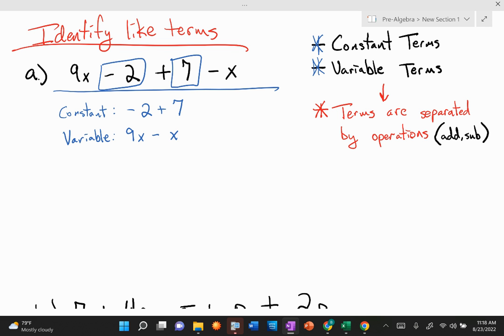So now after we separate, we've sorted our terms into constants and variables. Now we need to do something, 3 words. First word starts with the letter C. Solve the problem. We are going to combine like terms. So we've sorted them, now we just have to put them together. I'm going to put the variable terms together. What's 9x minus x?